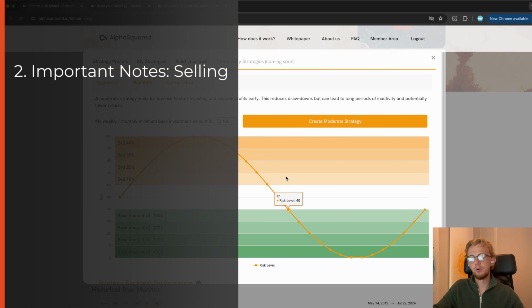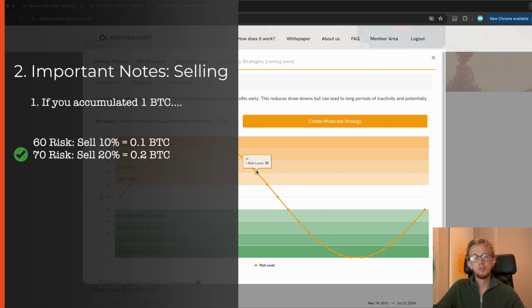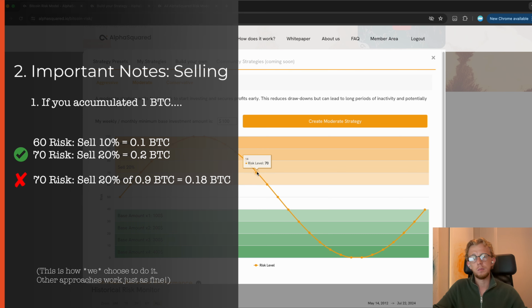There are 3 important notes about selling that you need to keep in mind. First, the selling portion is based on the total asset that you originally accumulated, not on what you have left. For example, at 60 risk, you sell 10%, which equals 0.1 BTC. At 70 risk, you sell 20%, which equals 0.2 BTC. So not 20% of the remaining 0.9 BTC. This ensures that most of your Bitcoin is reserved for higher risk levels.